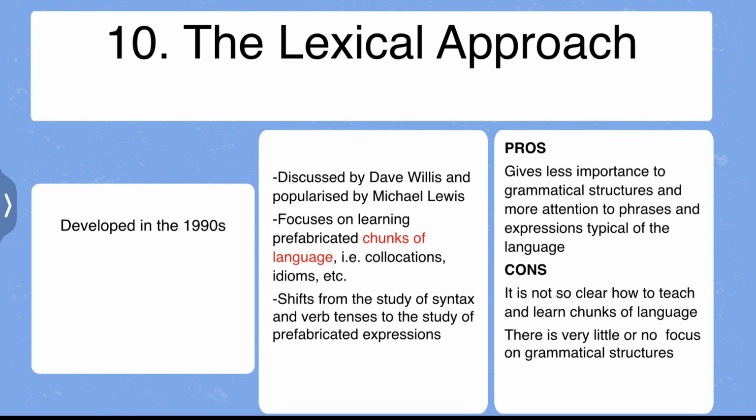It focuses on learning prefabricated chunks of language, for example, collocations, idioms, etc., and it shifts from the study of syntax and verb tenses to the study of prefabricated expressions. What are the positive features of this approach? It gives less importance to grammatical structures and more attention to phrases and expressions typical of the language.